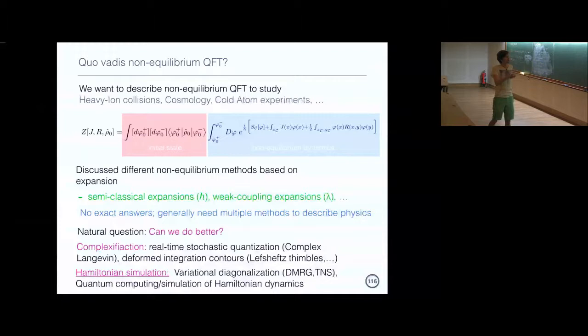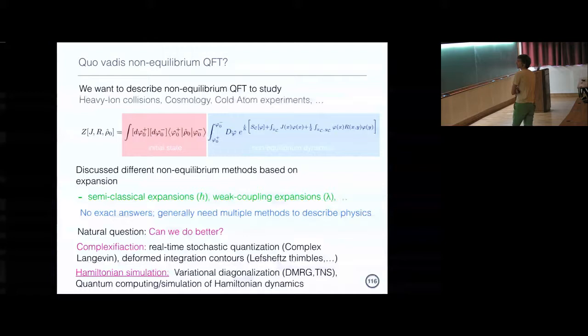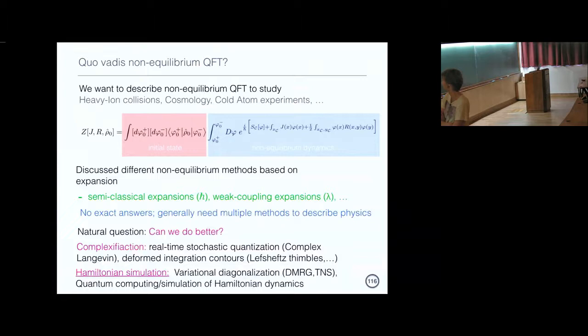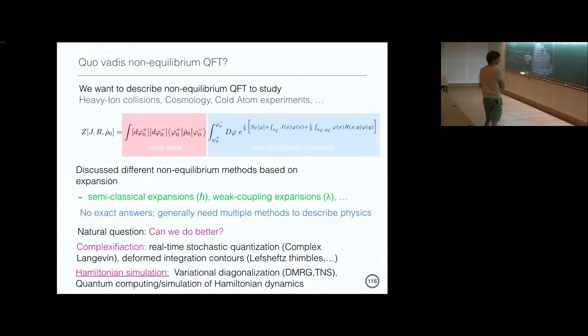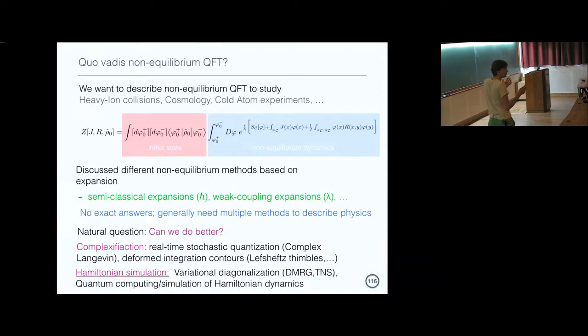So what do we want to do? We want to study non-equilibrium quantum fields, and we have good motivations to do this. What we got to in this lecture was that we discussed different non-equilibrium methods, but all of these were based on expansion parameters, which are not always necessarily small for the systems that we're really interested in describing. And so, even though we've been able to study a lot of interesting physics with the methods at hand, we were never able to get exact answers, and to describe complex physical phenomena generally, we needed to combine multiple theoretical methods.